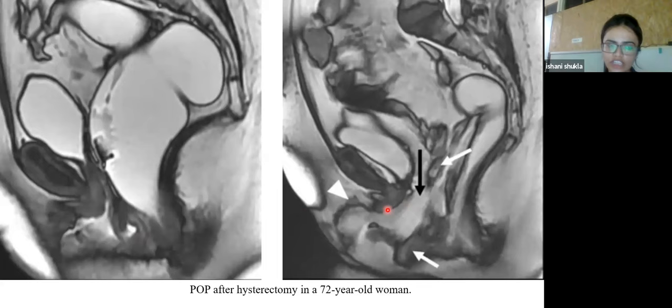This is a post-hysterectomy patient who presented with pelvic organ prolapse. Again, these images are during rest and during straining. During the straining image, we see that there is complete prolapse of the vaginal walls, as we can see by this arrowhead, with eversion of the vaginal walls. Also, we can appreciate that there is herniation of the peritoneal fat along with a few bowel loops. So there is also a large enterocele in this patient.